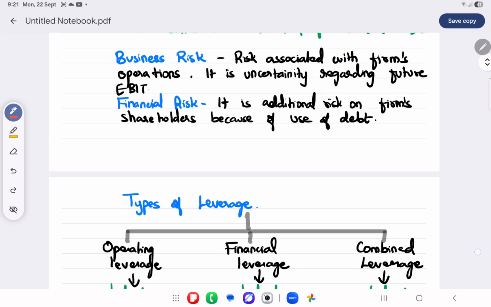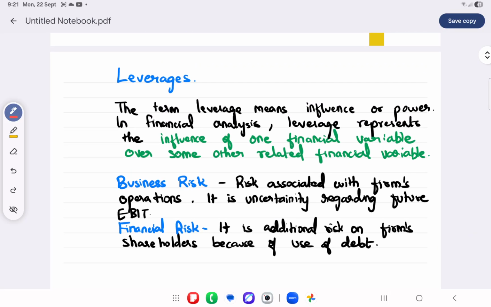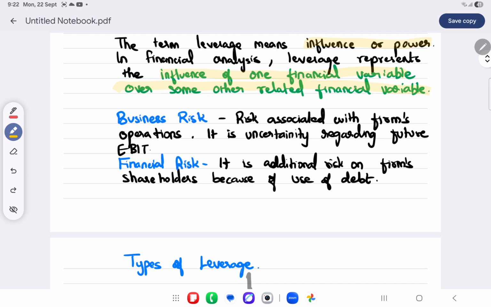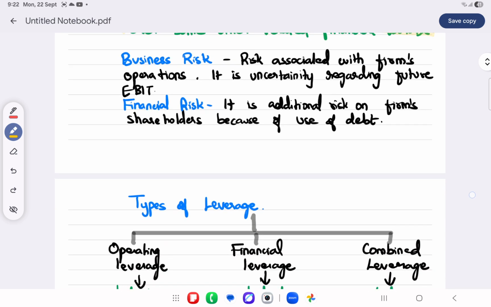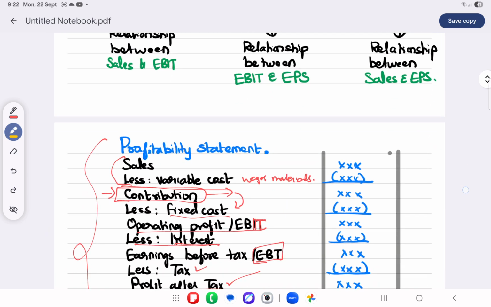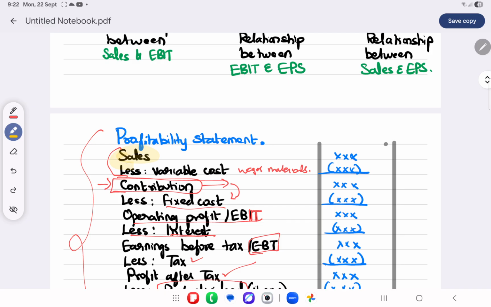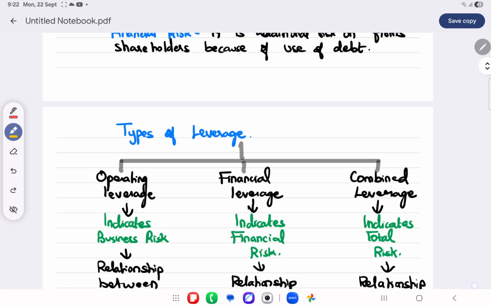Now what is leverage? Leverage means power or influence. The influence of one financial variable over some other related financial variable. So what we are going to see is how one financial variable is affecting the other financial variables.